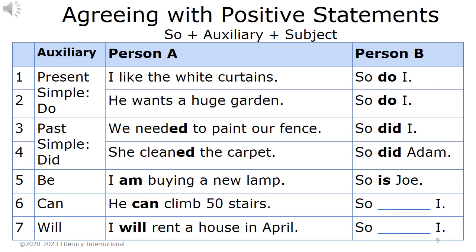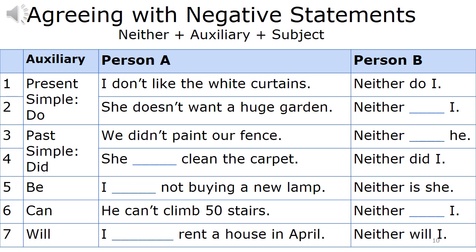He can climb 50 stairs. So can I. 7. Will. I will rent a house in April. So will I. Agreeing with negative statements. Neither, auxiliary, subject. Auxiliary, person A, person B.